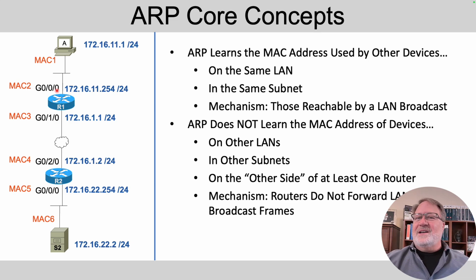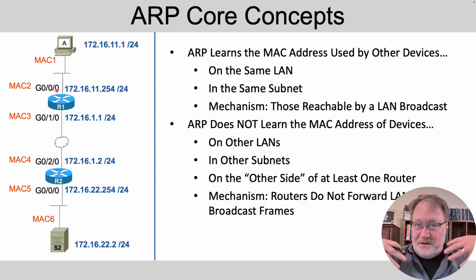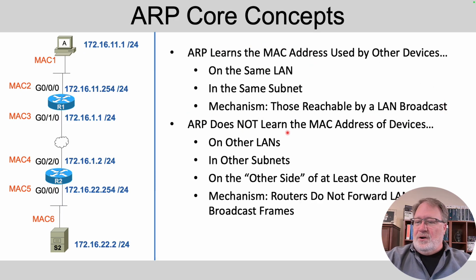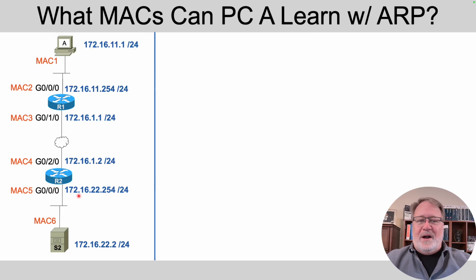But first, let's look at the end result tables. That's one of the things I'd be listening for from you if you were actually answering me in a technical interview. But one of the key ideas with what ARP does is what it does not. It does not learn the MAC addresses of devices on other LANs in other subnets, that is, those devices on the other side of at least one router. So from host A's perspective, for instance, it won't learn the MAC addresses of those devices down below router R1.